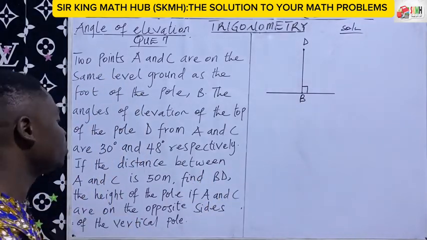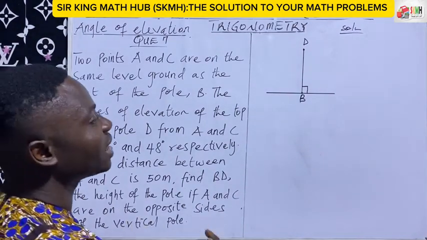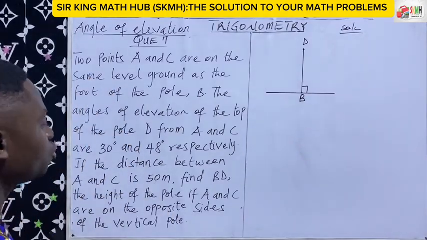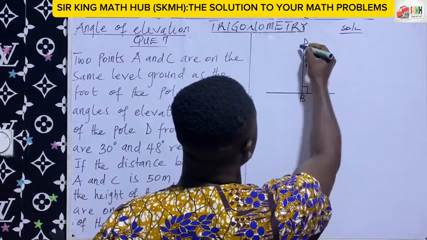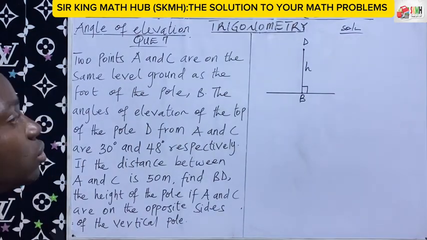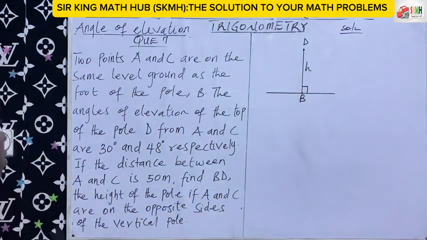Now, if the distance between A and C is 50 meters, again, they've given us the distance between these two points as 50 meters. So with this, we have to find BD. We have to find BD. So we say that BD is the height of the vertical pole. So I've represented the height of the vertical pole as H.